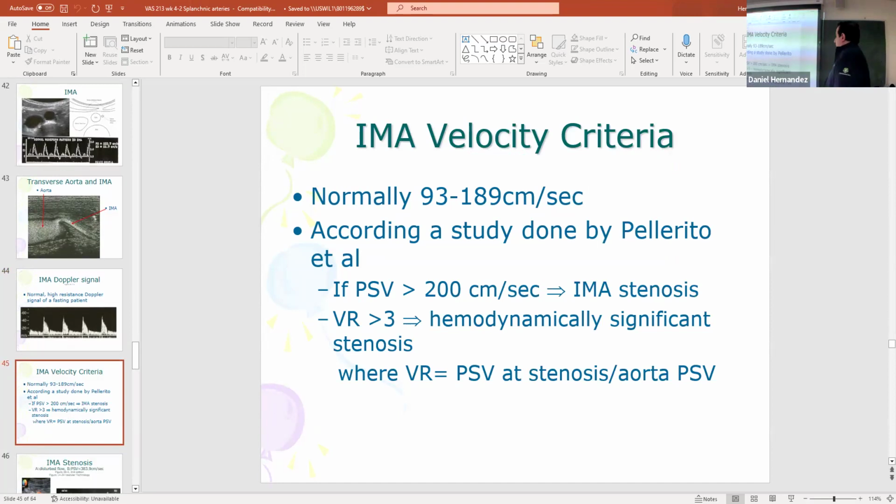All right, so velocities, greater than 200 considered stenotic. That's what I want you guys to know. So don't worry about the normal ranges. Just recognize over 200 now for IMA. So it's really easy for these three vessels. Celiac artery 200, SMA 275, IMA 200. So 200, 275, 200.